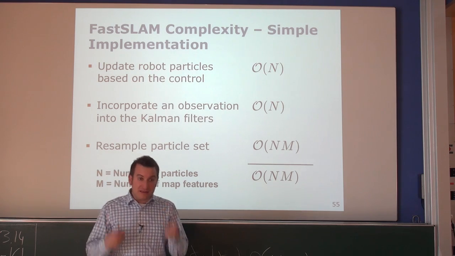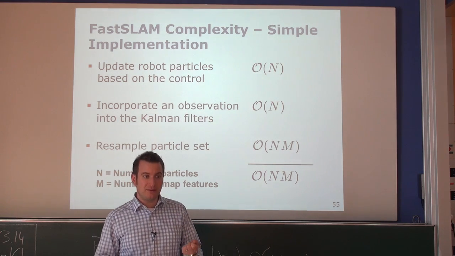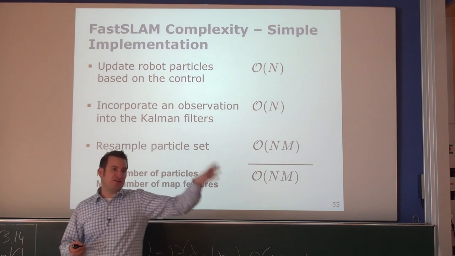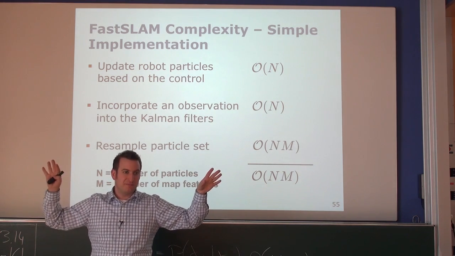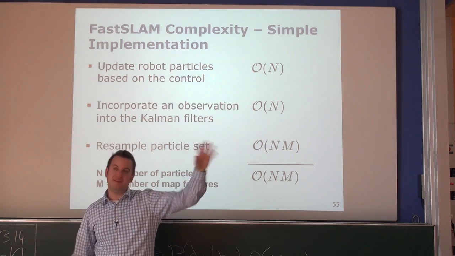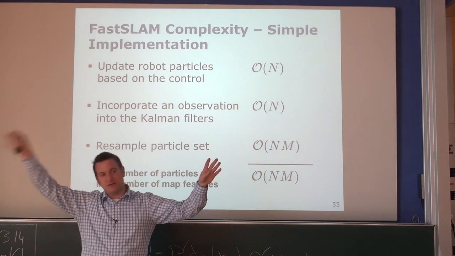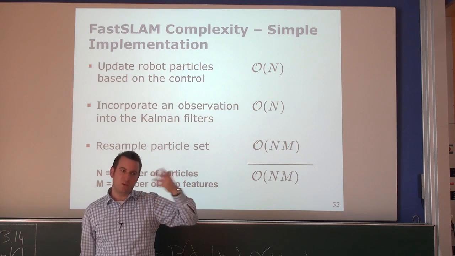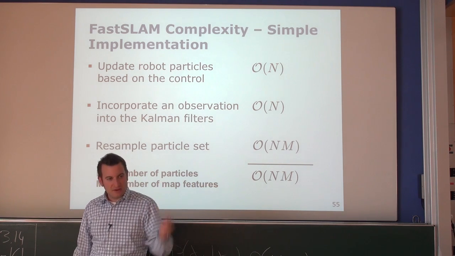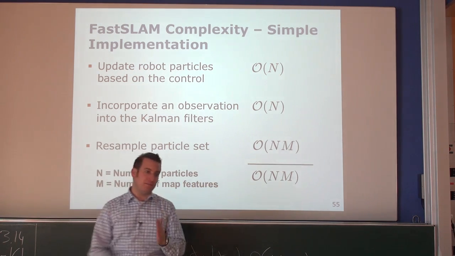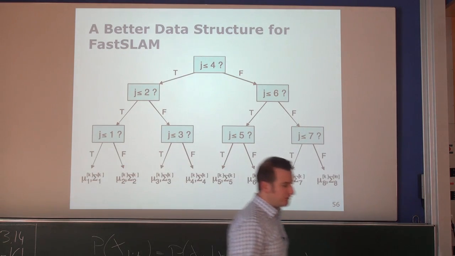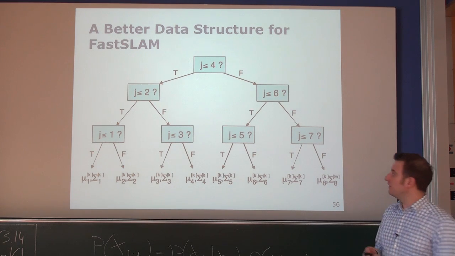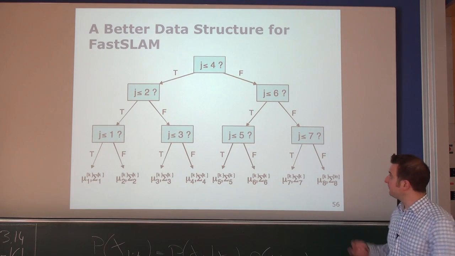As the landmarks are all independent of each other, if I update some landmarks in this part of the state space, I typically don't change the landmark somewhere else. It's not as in the EKF, where an update here can change the uncertainty of all landmarks everywhere. I have this conditional independence given the poses of the robot, so given the sample.